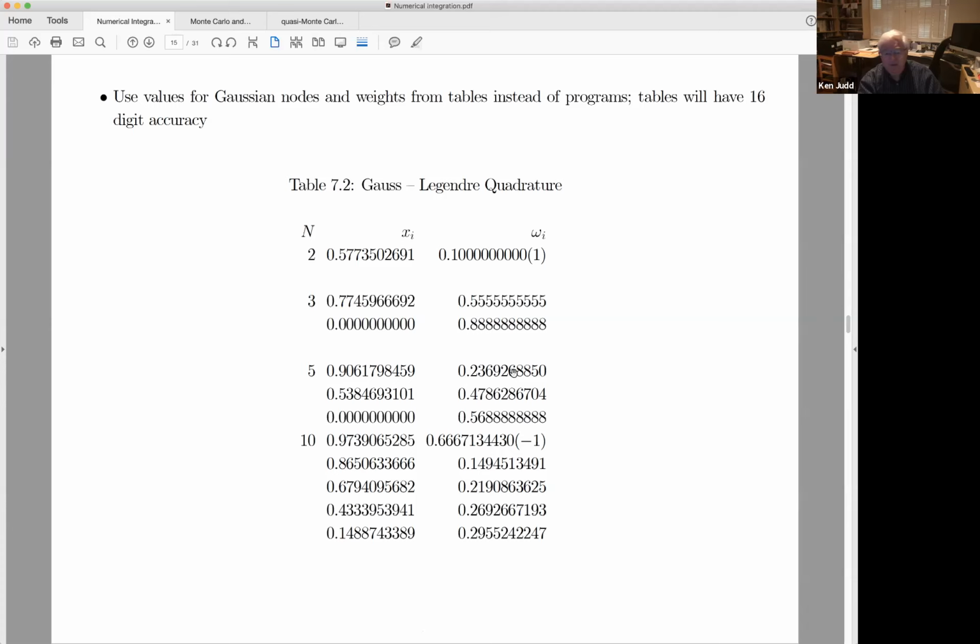In the tables, the tables will have 16 digits, and they will be accurate to 16 digits. Whereas if you try to use some formula and compute them on your computer using regular precision arithmetic, you'd only have 8 reliable digits. So use the tables.